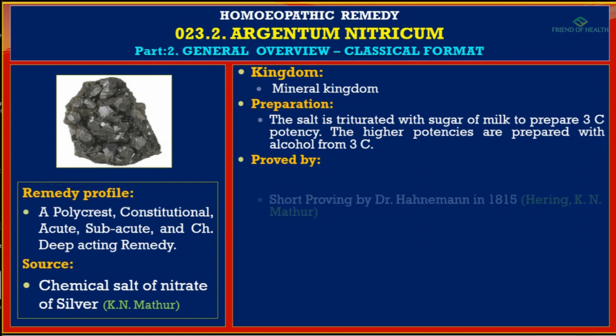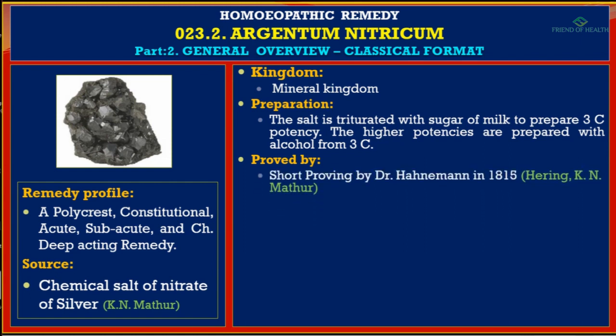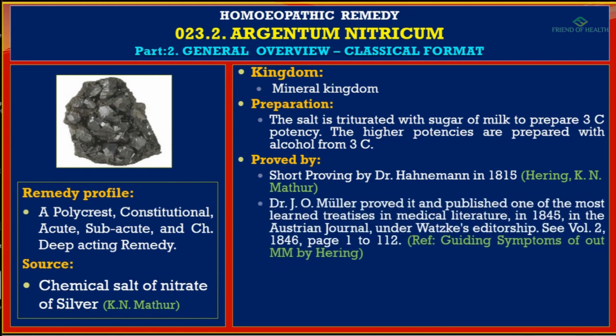The remedy was proved by Dr. Heinemann in 1815. It was a short proving. However, Dr. J. O. Muller proved it and published one of the most learned treatises in the medical literature in 1845. It was an extensive proving. It was published in the Austrian Journal, and you have to see volume 2, 1846, page 121. This reference is from Guiding Symptoms of Our Materia Medica by Hering.